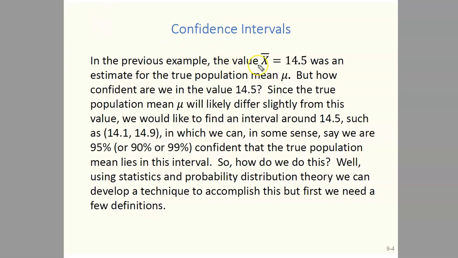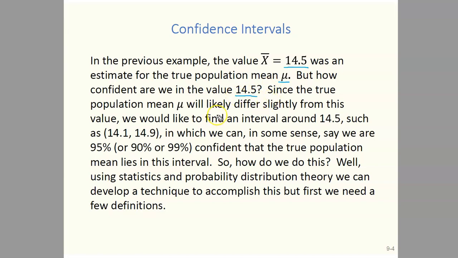Now in our example that we just discussed, the value 14.5 was just an estimate for the true population mean mu. In all likelihood, the value 14.5 is not going to be exactly equal to the true population mean mu. That would be rather unlikely to happen. So the question is, how confident can we be in this value 14.5?